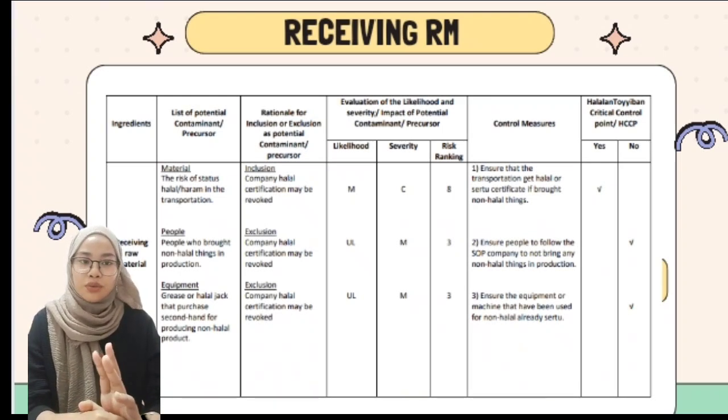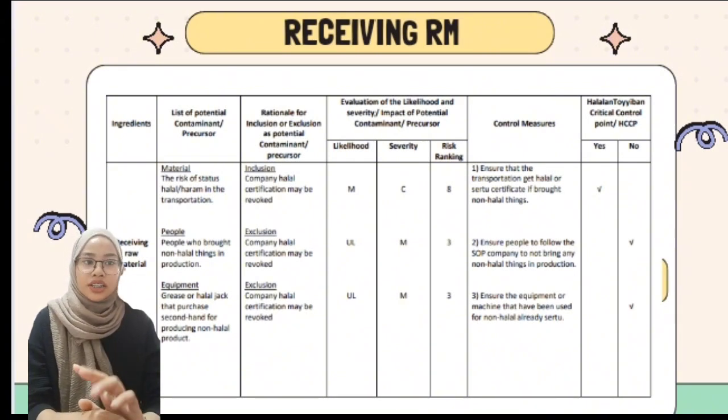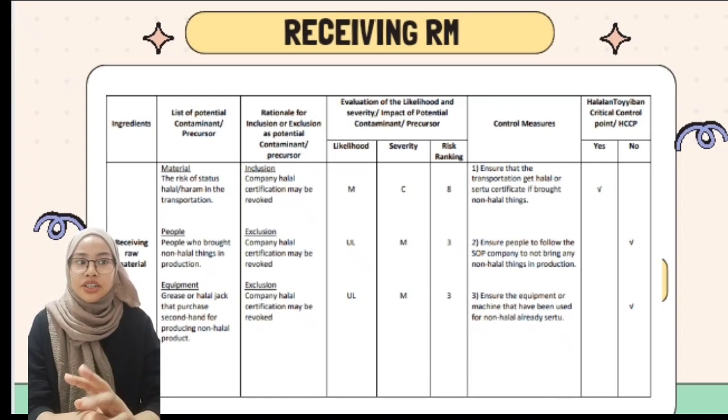people is no. Equipment: purchasing second-hand equipment that was used for producing non-halal product. Exclusion: company halal certification may be revoked, unlikely, moderate, and the risk ranking is 3. Countermeasure: ensure the equipment or machine that has been used for non-halal is already at 2. So the HCP is no.